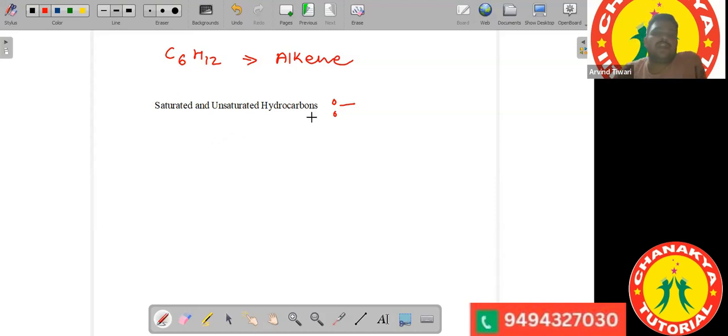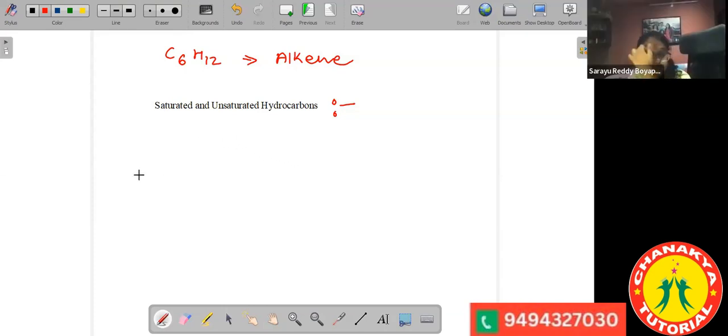So saturated hydrocarbons are the hydrocarbons where there is no spacing. Saturated means there is no extra space, right? So the saturated hydrocarbons, that means there is always single bond. You cannot add something to it. Okay, nothing extra can be added to it.